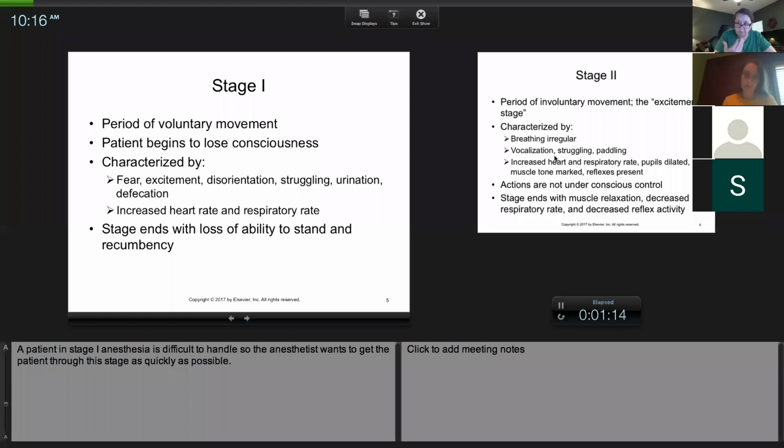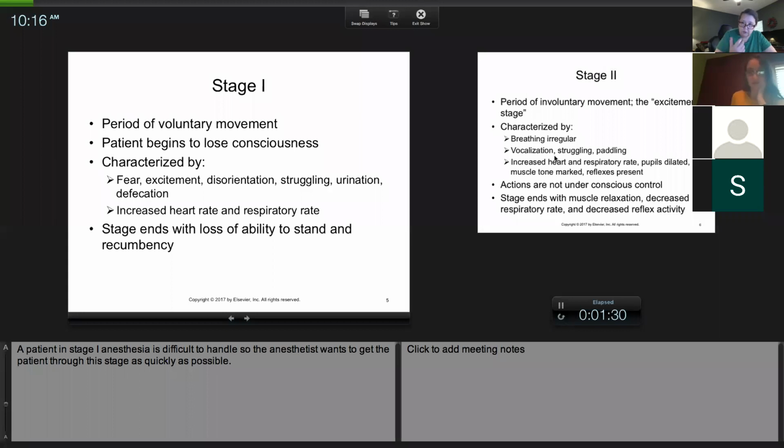But this is why we pre-med them, to hopefully calm down their nerves. So does everybody understand that stage 1 is very broad? I can't tell you how long stage 1 lasts. It's different for every patient. But stage 1 is right before you give the induction agent.